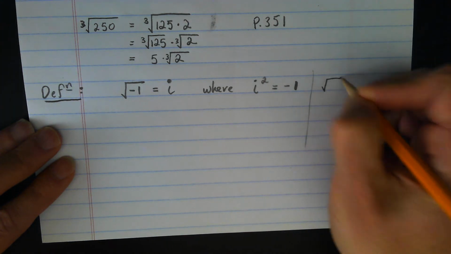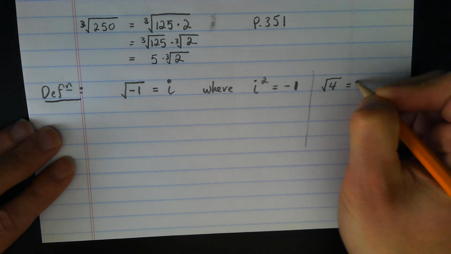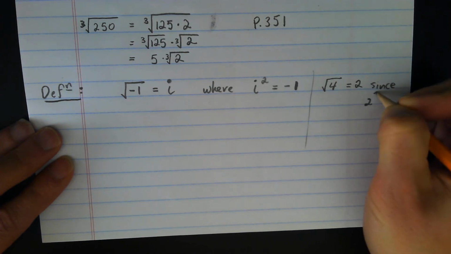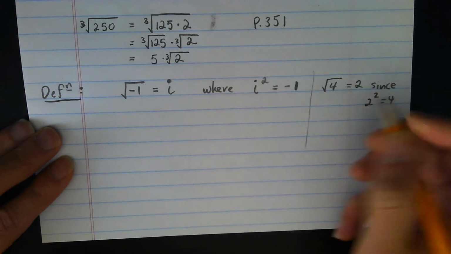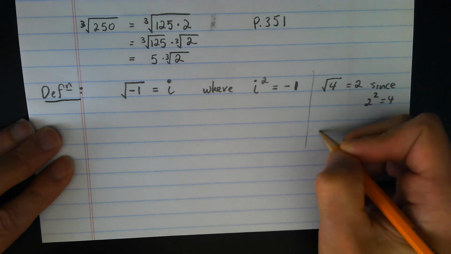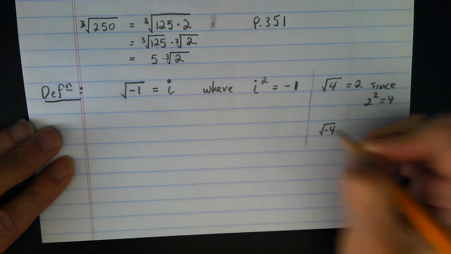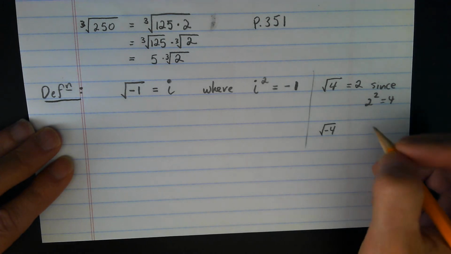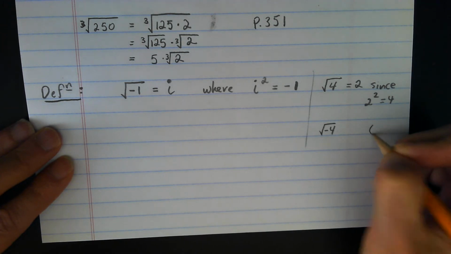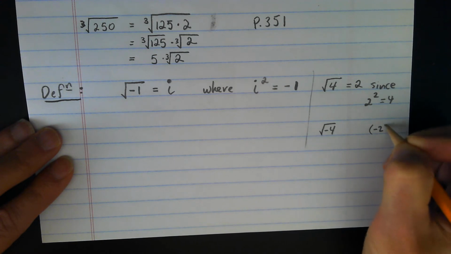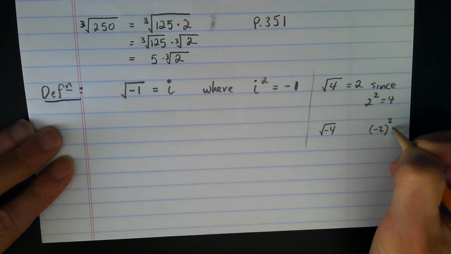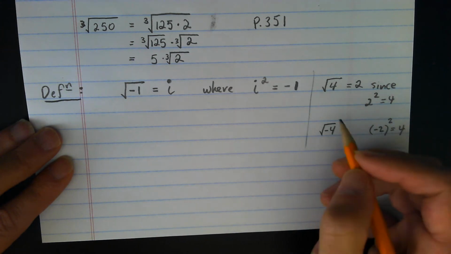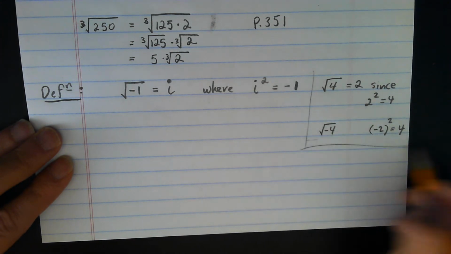The square root of 4 is equal to 2, since 2 squared is 4. But if you try doing this with minus 4, well, maybe you think the square root of minus 4 is minus 2. But wait a minute, by the very definition, that would mean if I squared minus 2, I should get minus 4, which I don't. And so this was the issue we encountered.